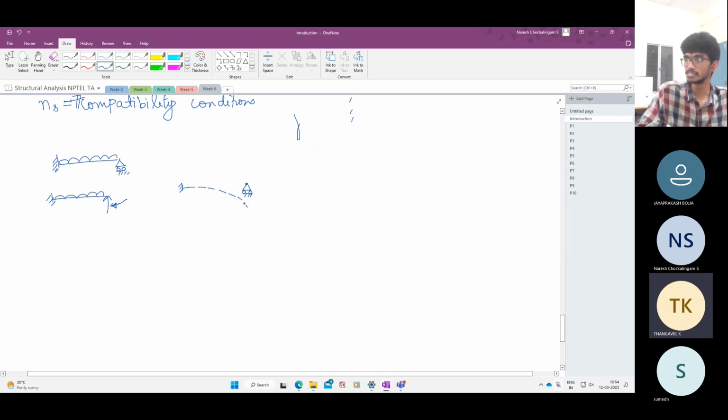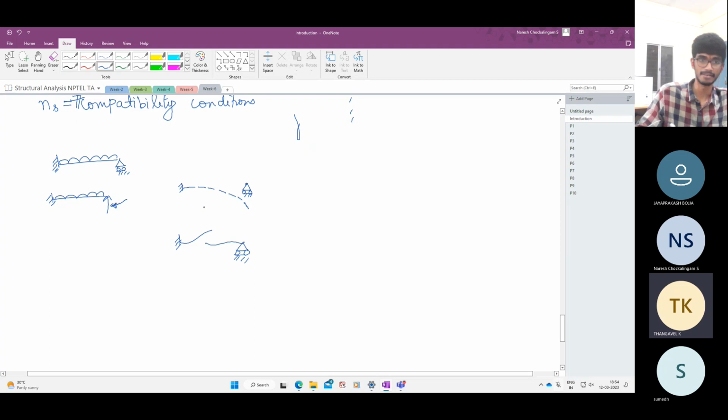You're right. You can say compatibility means that the boundary conditions are properly enforced. That is correct. But compatibility is even beyond that. Not only that, this solution is not acceptable. Even this solution is not acceptable according to compatibility. That is what it means. So here the boundary conditions are correctly enforced, but in between there is a breakage. This is also not acceptable.